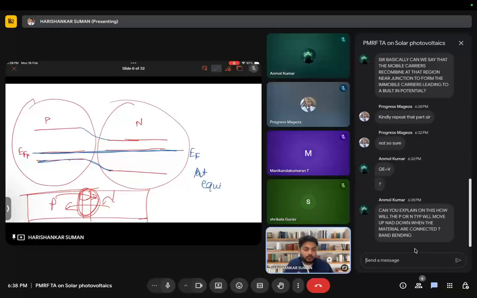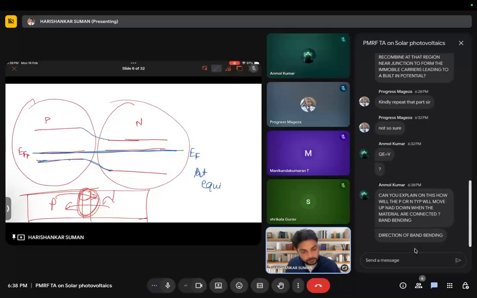How do the p and n type move up and down when the materials are connected, band bending? What is your point? Let me explain this, then we'll discuss your point. Okay, we will discuss, but first we'll focus here.